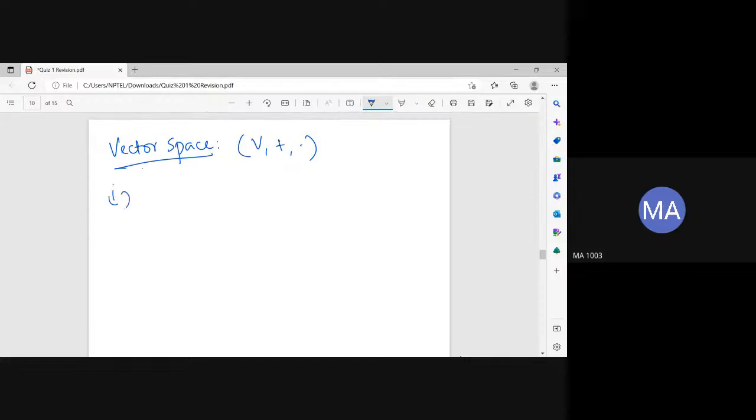So it should satisfy a list of 10 conditions. The first one is closure with respect to addition. You pick any two elements from the set, you add them, it should belong to the set. And then you have any real number and any vector that belongs to this set, you multiply these two. That is, you do scalar multiplication, it should belong to this set. These are the closure properties: closure with respect to addition and closure with respect to scalar multiplication.